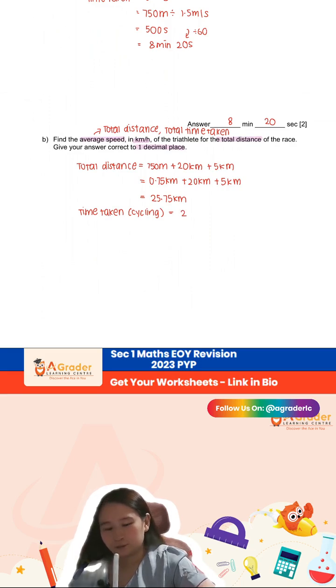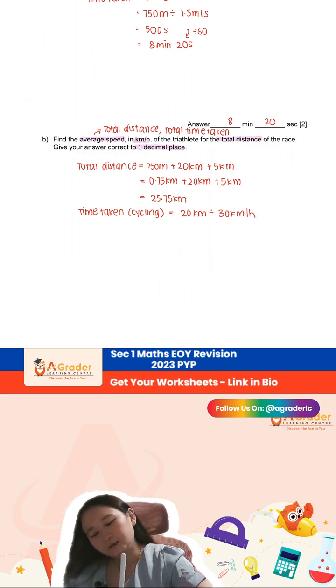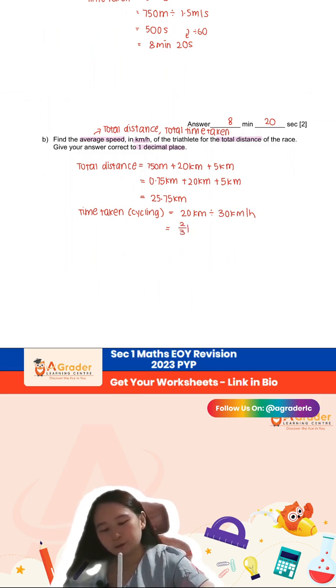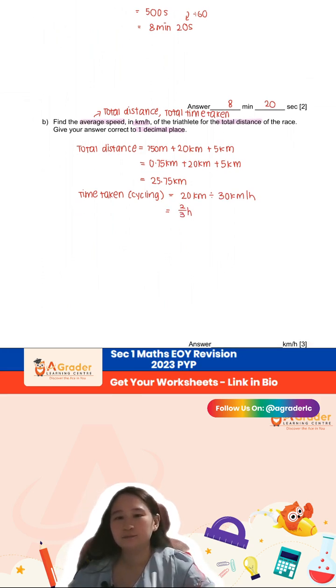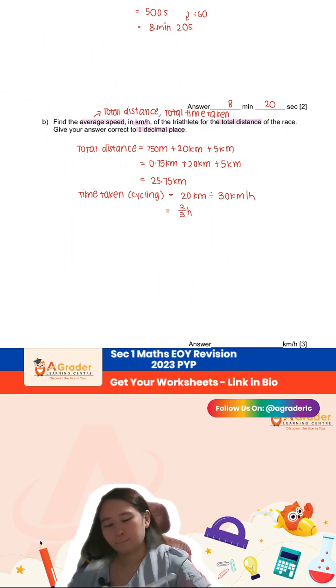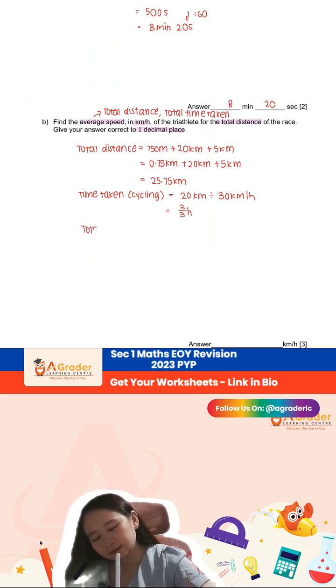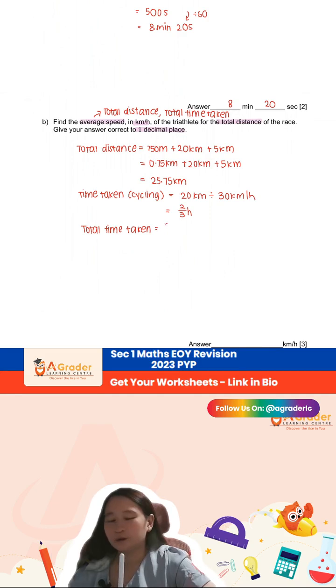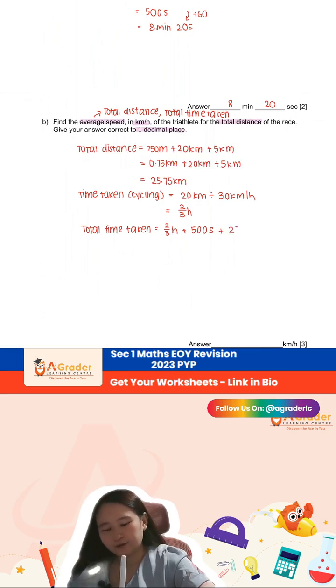Okay, so you take distance divided by the speed. You can see from the units, the time taken is in terms of hour. So you have 2/3 hour. Now you have the time taken for all the three different parts, so you can find the total time taken. You have 2/3 hour plus 500 seconds plus 25 minutes.